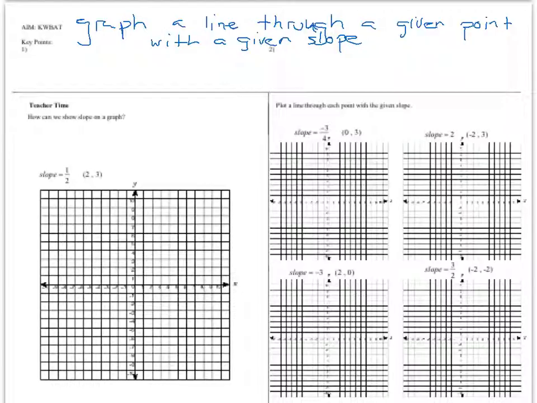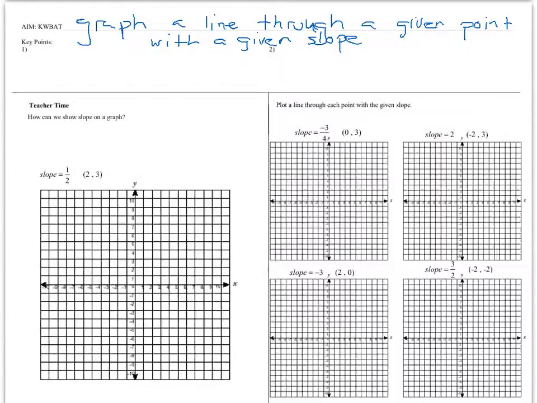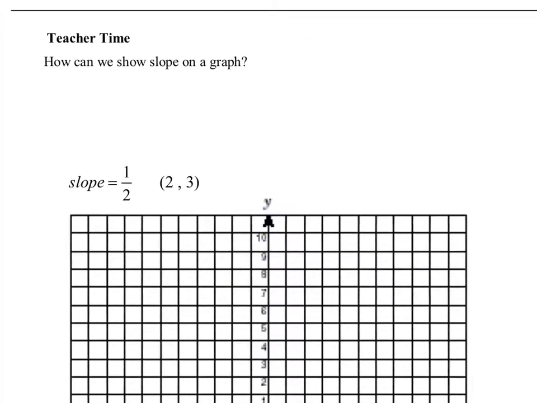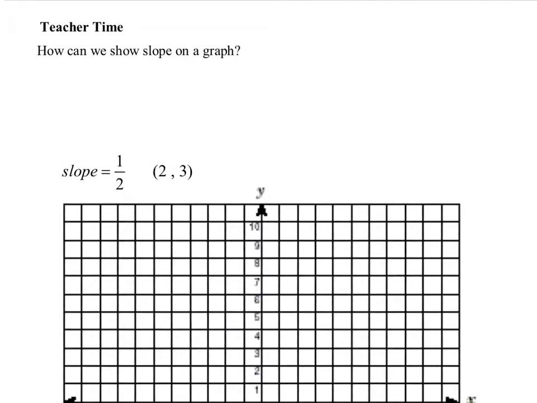So, at this point, we have not seen anything like this. However, we have seen some semblances of physical representations of slope when it's on a coordinate grid. Can somebody please share with me a way that we have physically shown slope on a coordinate grid? What method did we use?